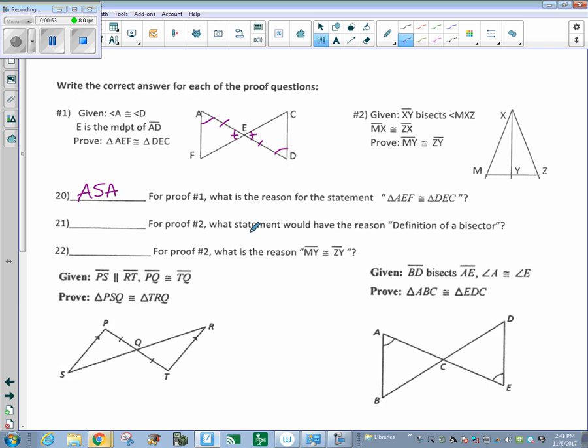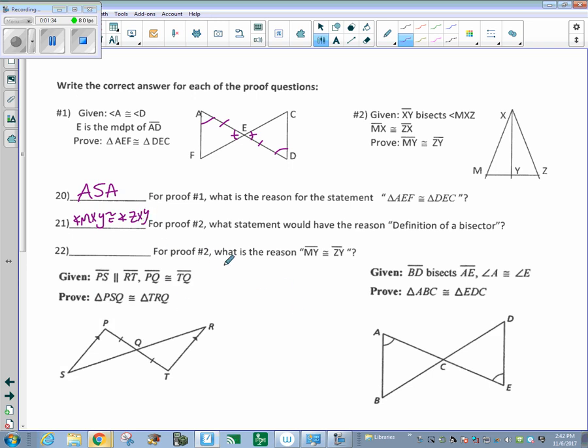Okay, for proof number 2, they're asking us what statement would have the reason of definition of bisector. So if you look here, I look for the words bisects, and I see that XY bisects the angle MXZ. So the angle MXZ is cut in half by definition of bisect of XY. So what I would write would be two angles here, and one angle would be angle MXY. This would be the statement that I would write for the reason definition of bisector, and it would be angle ZXY. All right, so that's that one.